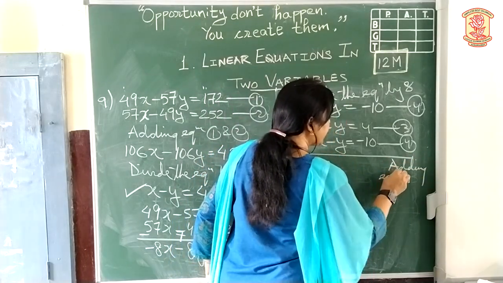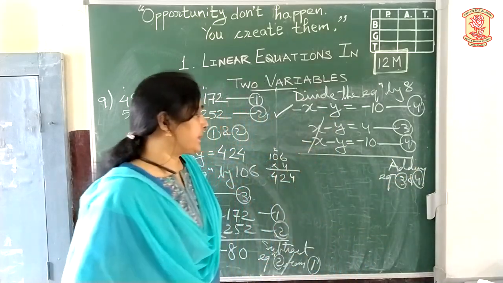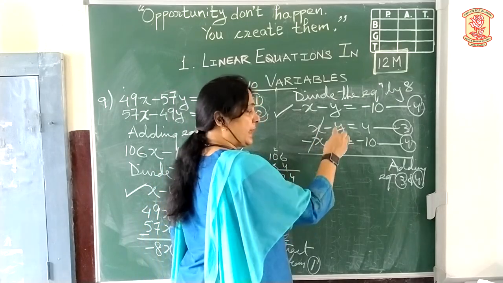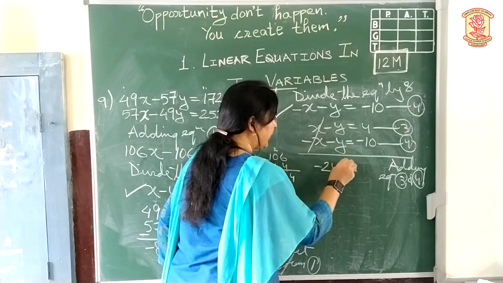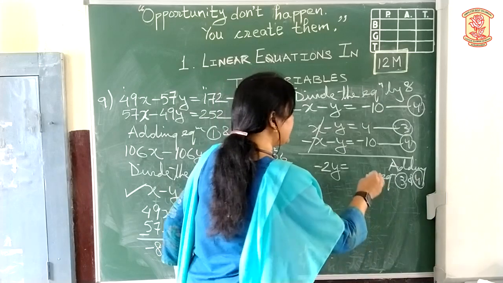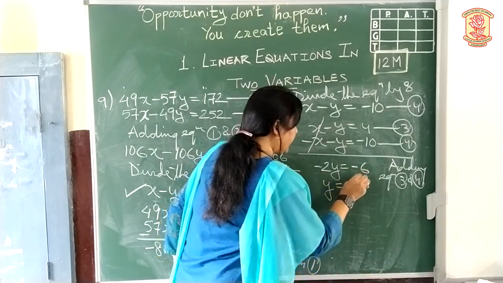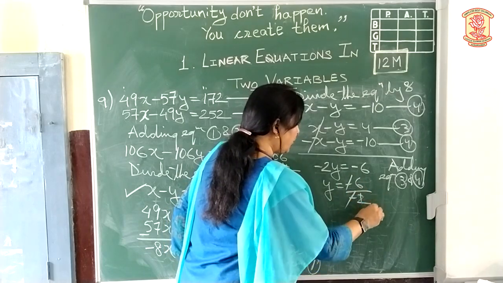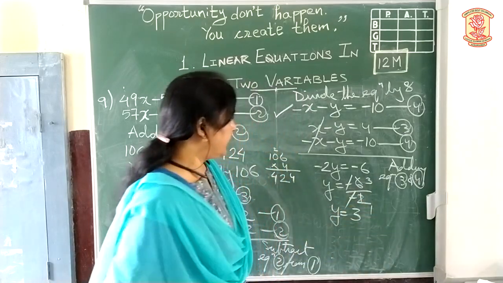Adding equations 3 and 4. So plus x minus x is removed. Minus 1, that is minus minus, plus 1 and 1 is 2, and the bigger number's sign, that is minus 2y, equals plus minus minus. 10 minus 4 is 6, and the bigger number's sign is minus. So y will be minus 6 upon minus 2. Minus minus cancels. 2 1s are 2, 2 3s are 6. So the value of y is 3.